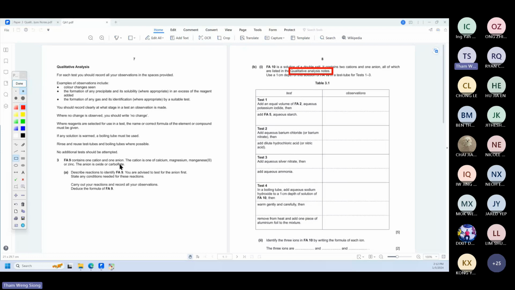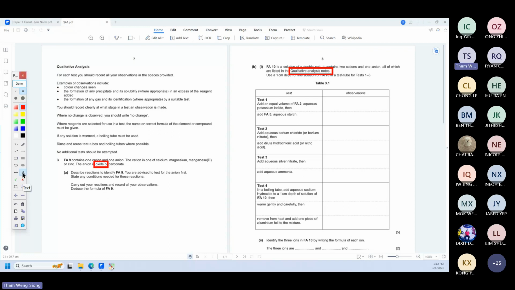For FA9, why they never put part of the qualitative analysis notes? It is because of oxide, because there is the existence of oxide. So therefore, you need to refer a bit of your knowledge to AS. They can test out, not necessarily all the questions must refer to the qualitative analysis notes. Sometimes they'll use reactions from your AS paper 1, paper 2.